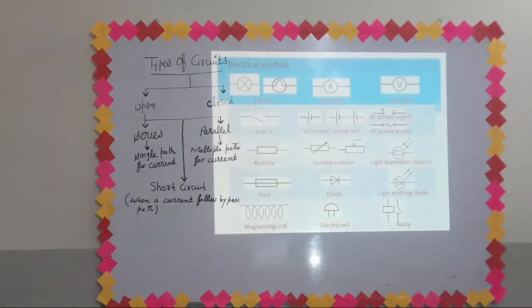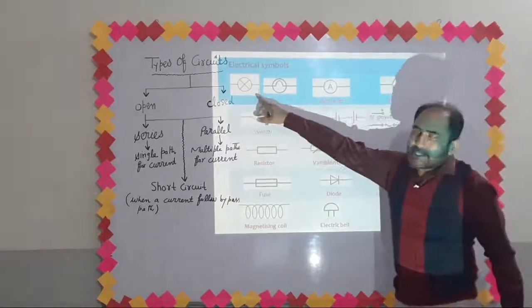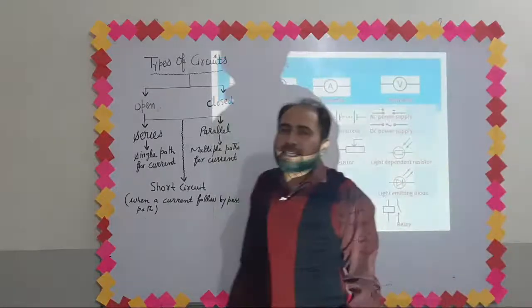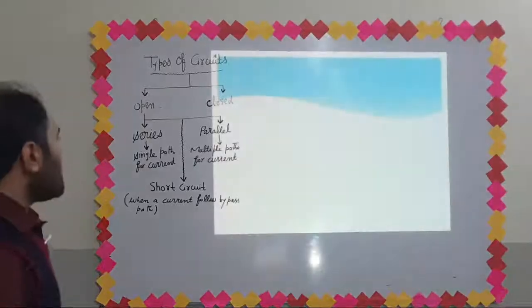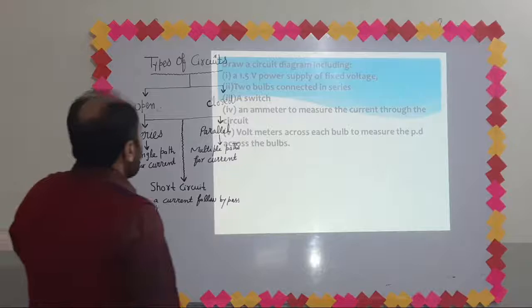In electrical circuits, we show different devices with the help of these symbols. Instead of drawing a bulb, we use this symbol for denoting a bulb. So let's draw different circuits by using these symbols. Have a look here. Just draw the circuit.